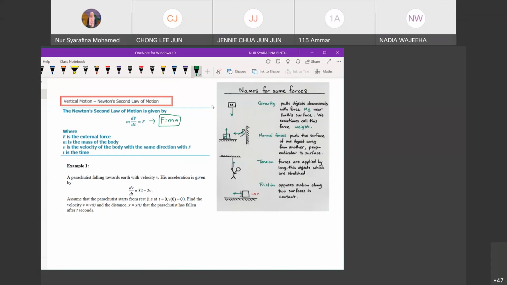How much an object accelerates depends on the mass of the object and how much force is applied to it. You know that F is the external force, m is the mass, v is the velocity, and t is the time. There are many types of forces: gravity, normal forces, tension, and friction. Now let's take a look at the example. Before that, what is the type of this differential equation?